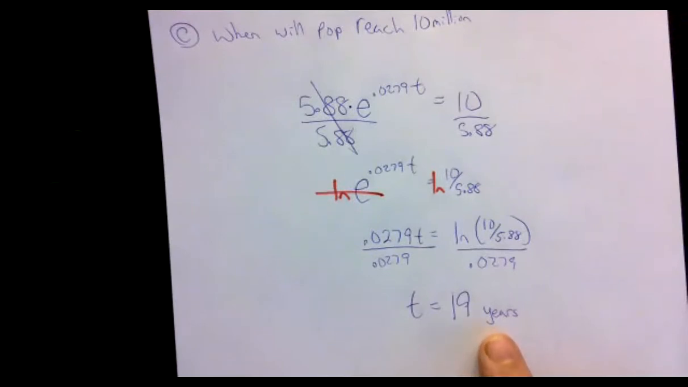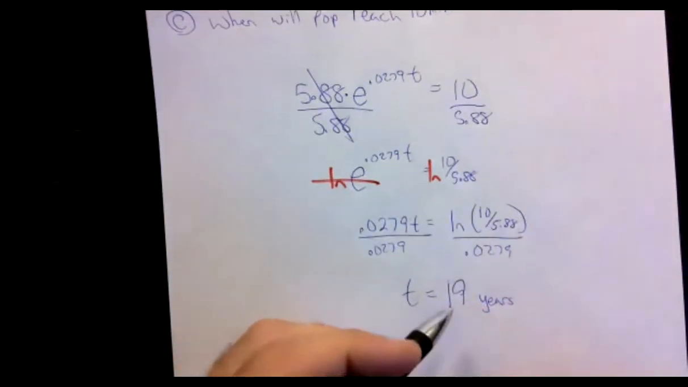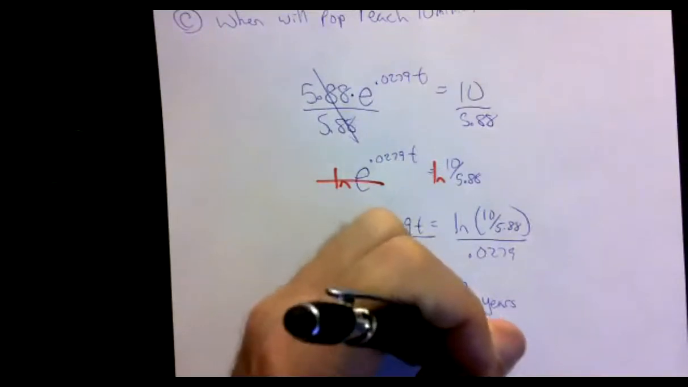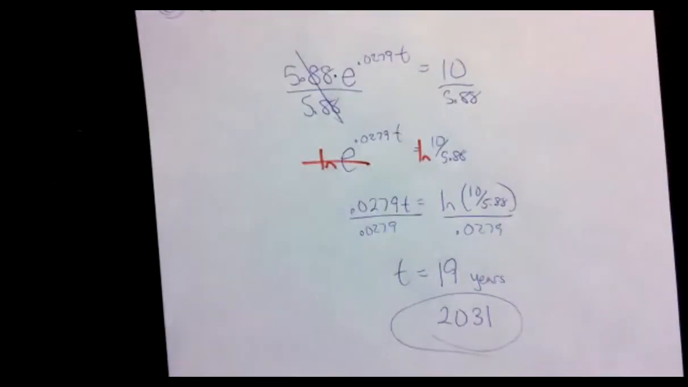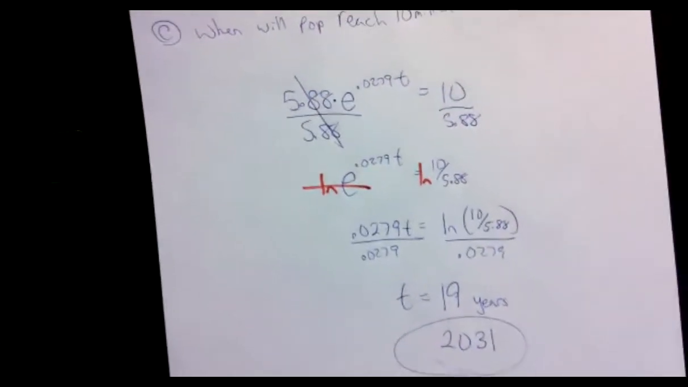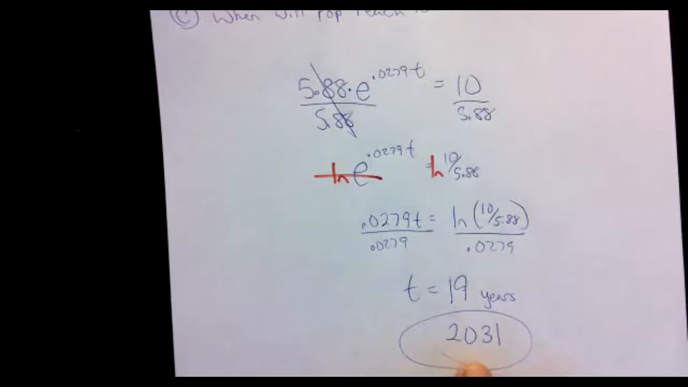Remember, that's after 2012. So that would be roughly the year 2031. Okay, so again, that's part C. So when will the population reach 10 million? That would be the year 2031.